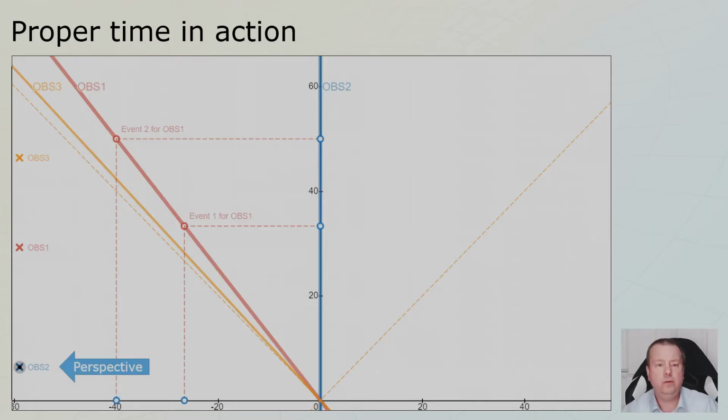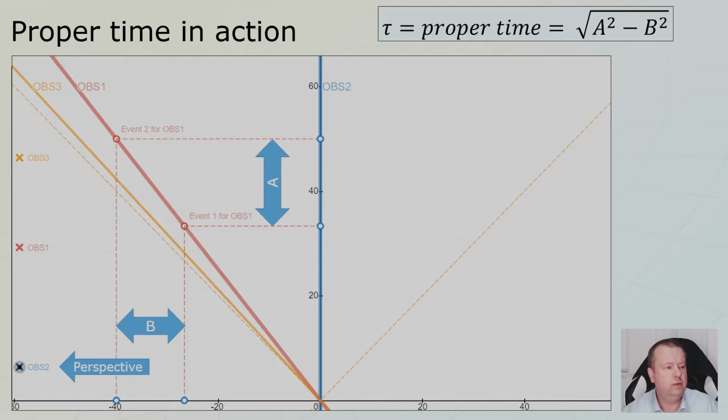From the perspective of observer 2, these events are in different locations and at different times. And the equation is: proper time, tau, is the square root of a squared minus b squared. That's the formula. And that will also be 10, because proper time is a universal truth, something all observers agree upon.